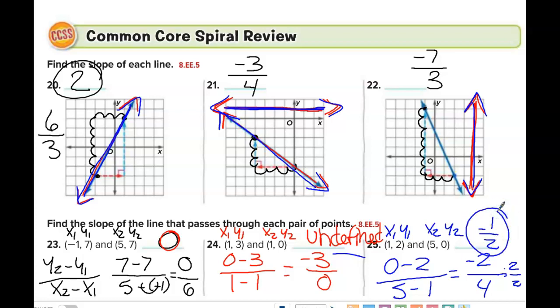Okay, so I've already taught you something today. You can have a slope that has a number. You can have a slope that is 0. And you can also have a slope that is called undefined. All right, get out your assignment.